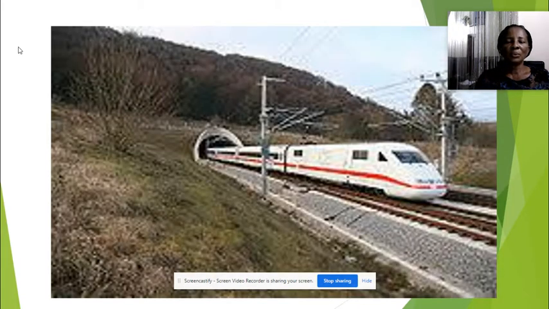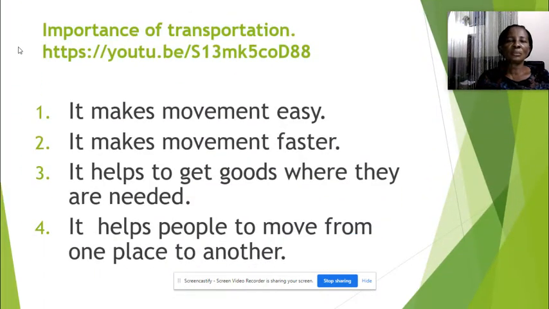This will take us to importance of transportation. Why do people need to move from one place to another? It makes movement easy. It makes movement faster. It helps to get goods where they are needed. It helps people to move from one place to another. Yes, transportation is very important. Without transportation, we will not have what to eat. It's by means of transportation that what we eat gets to us.